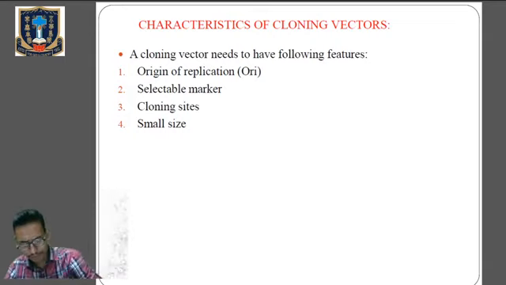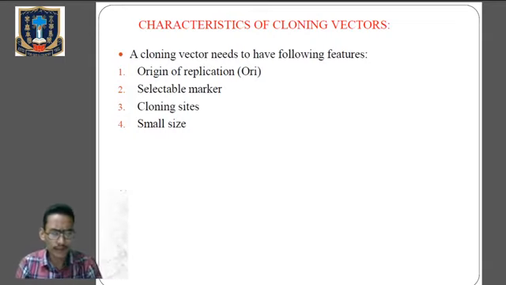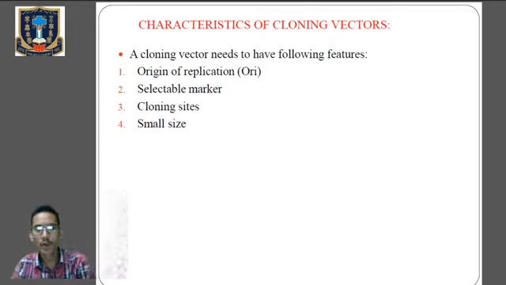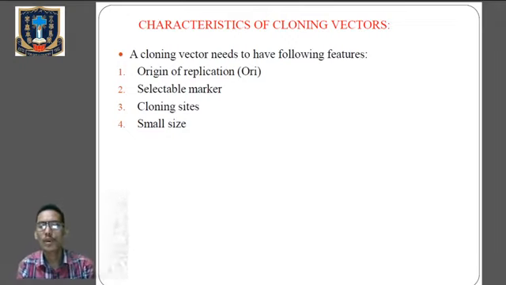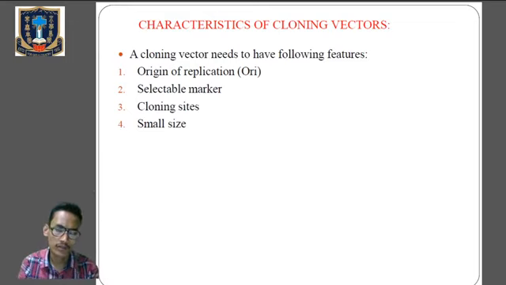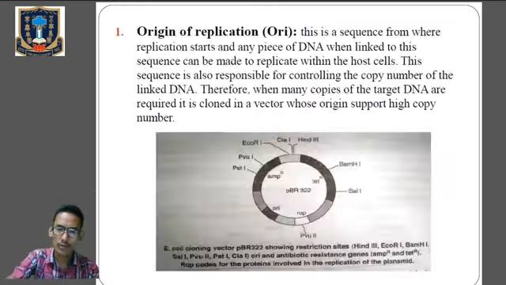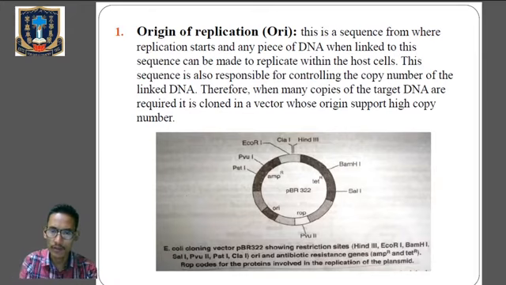So what are the chief characteristics that the vector must possess? A cloning vector needs to have the following features. And what are those features? First one, they should have ORI site, origin of replication sites. Number two, selectable marker. Number three, cloning sites. And number four, size must be small. These are the four most important features of a cloning vector, and these four features we are going to discuss today. So first one, we learn about ORI site, origin of replication site.